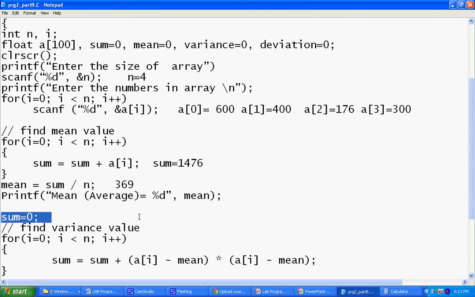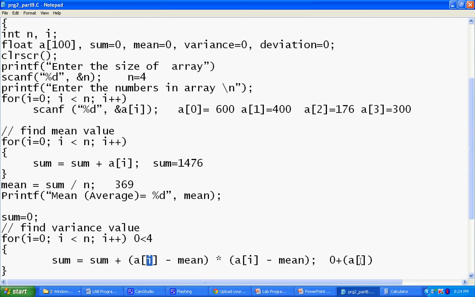Sum value, that is 0, plus it goes for putting a of I. Now what is I here? In the for loop, the value of I is initially 0. It goes for checking the condition: 0 less than the value of n, which is 4. 0 less than 4, the condition is true. In this part, it is putting a of I, that is a of 0. What does a of 0 contain? The value 600. So I have to put 600 here.